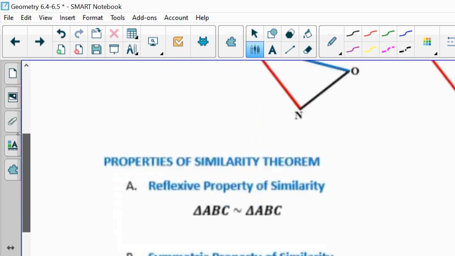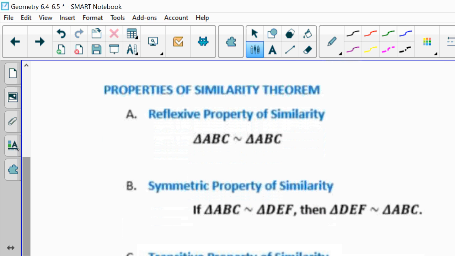Now we're going to look at properties of similarity. These properties are nothing new to us, right? The reflexive property. So we already know the reflexive property of equality, the reflexive property of congruence. So now we just have the reflexive property of similarity, which just says triangle ABC is similar to triangle ABC. Remember, reflexive, it's the exact same thing on both sides.